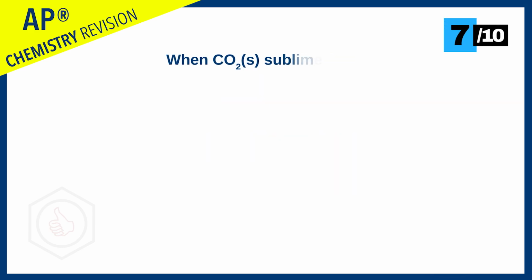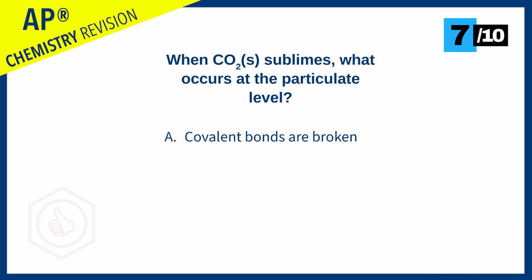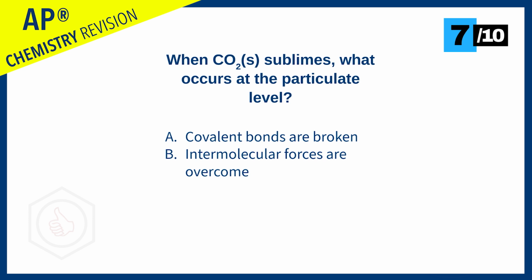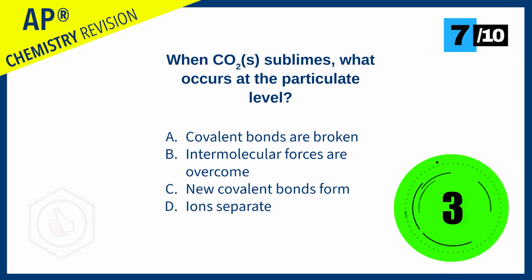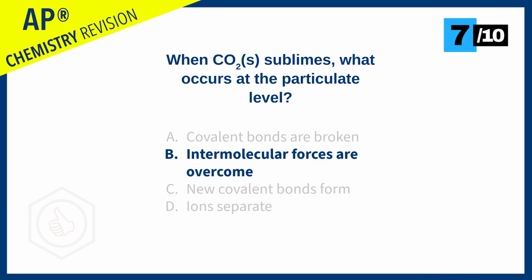When solid carbon dioxide sublimes, what occurs at the particulate level? Covalent bonds are broken, intermolecular forces are overcome, new covalent bonds form, or ions separate. The answer is intermolecular forces are overcome. Sublimation is when a solid turns directly into a gas. Because carbon dioxide is a molecular substance made up of molecules, those molecules are held together by intermolecular forces, and these intermolecular forces are overcome when solid carbon dioxide gets turned into a gas.